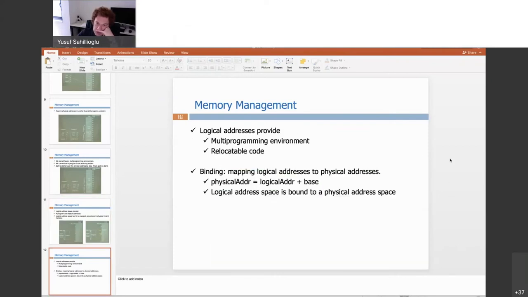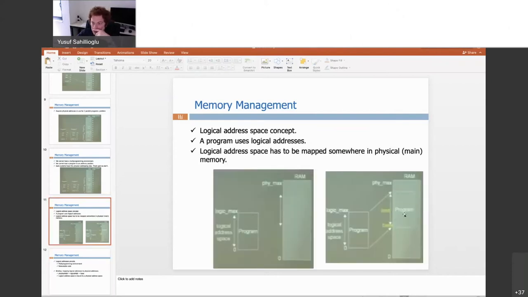Now let's learn more about these logical addresses. It provides a multi-programming environment because, again, this program goes here and its instructions access the stuff within the physical memory using this base pointer. Okay, so for instance, if it wants to access location 8 here, it will do base plus 8, okay? Because base is already known. So if base is 0, if you put it here, then it will really be 8 here. But maybe you put it at 120, then to execute jump 8, you will actually jump to 128. Okay, so this base pointer is very important.